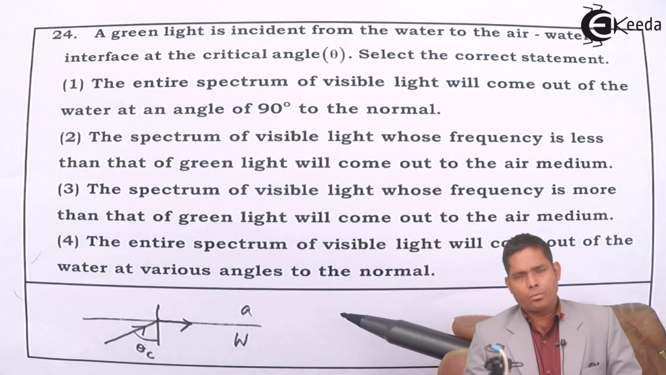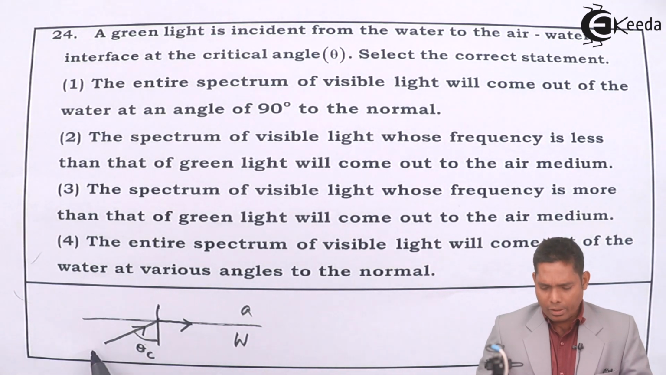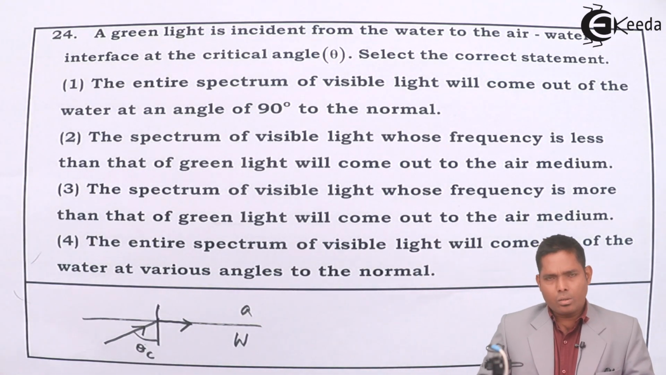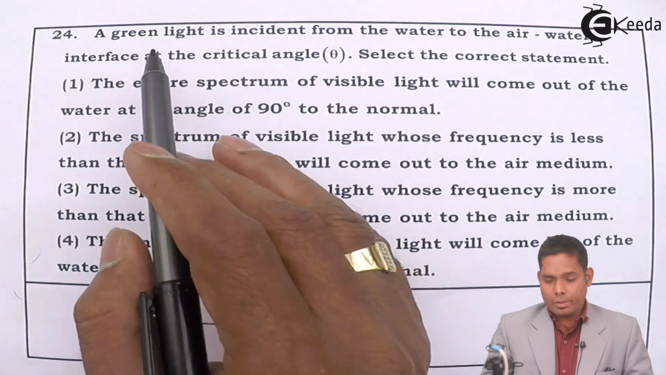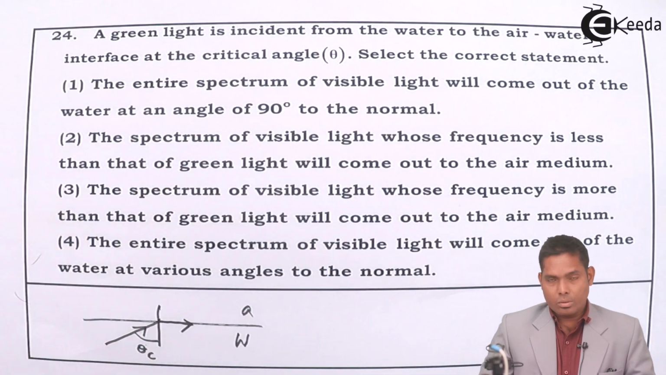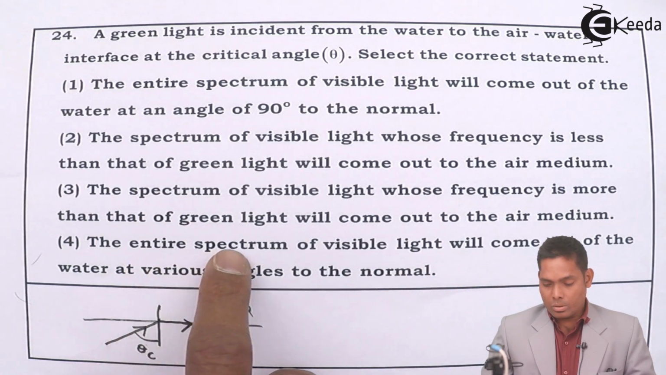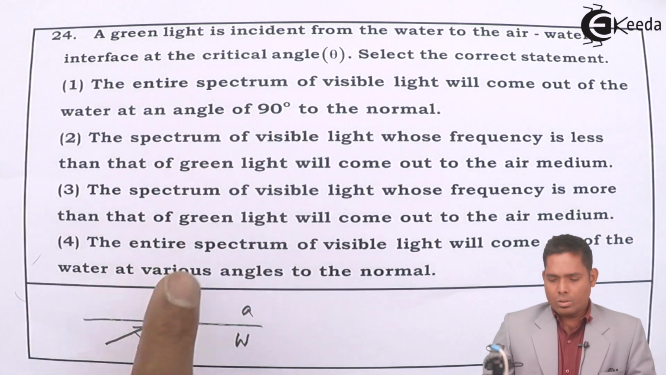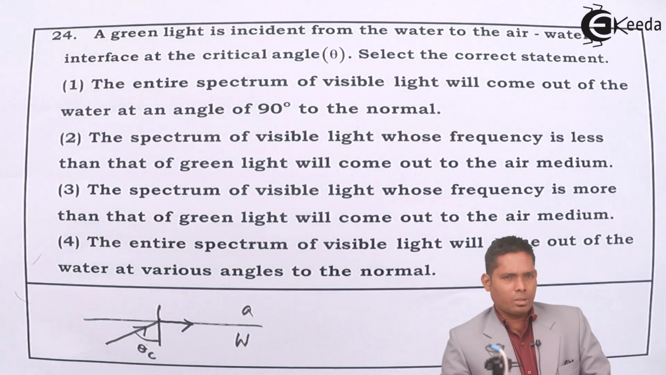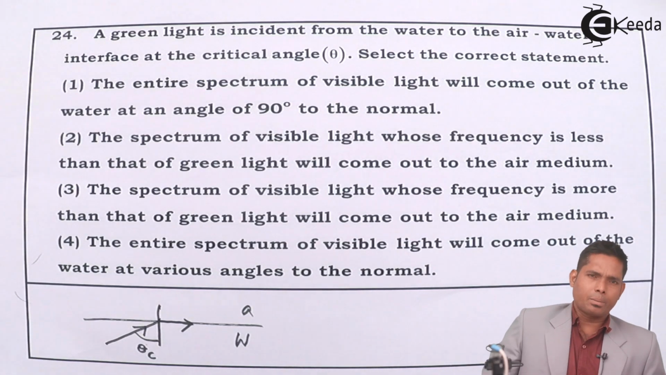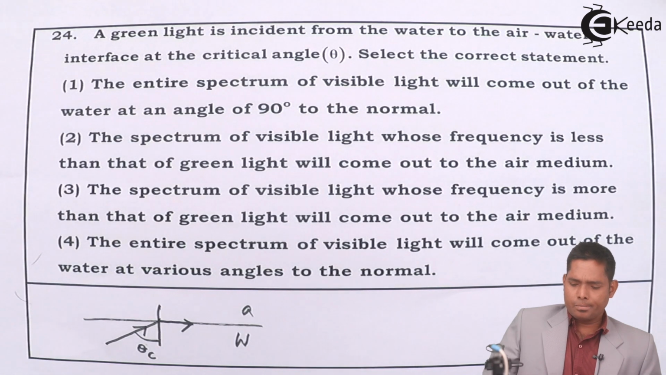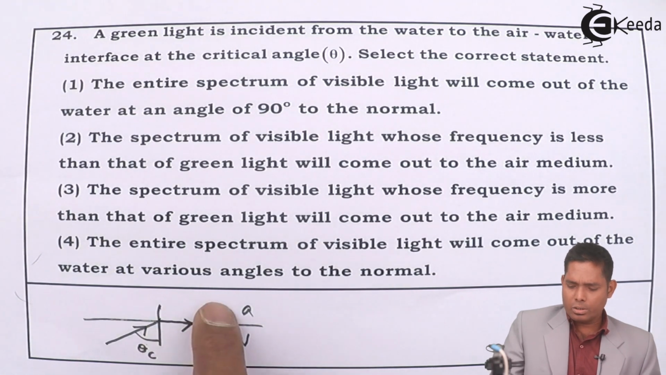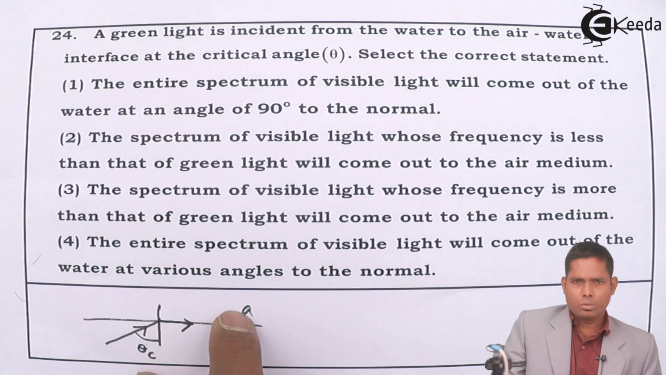Basically, what it talks about is that if a green light is incident, but it is talking about the entire spectrum of visible light in all these cases. So that means if white light passes through that, how many colors will come out?